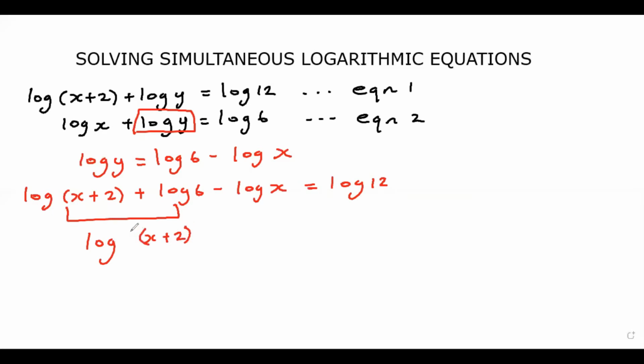So I can put the 6 at the front. And then this portion would be dividing because it's subtract. So divided by x, and all of that is equal to log 12. Because both sides are logged, we can ignore the logs. So that's 6(x + 2) over x being equal to 12.